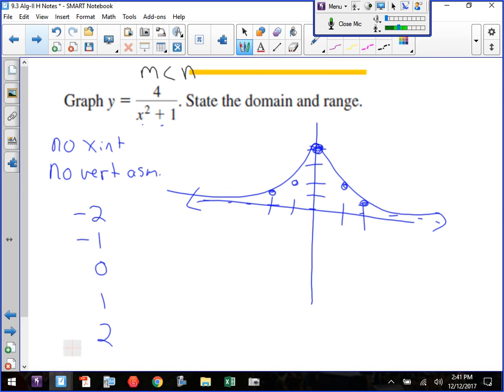I just use 0. Why not? I can use it. 0 is an easy number to add and subtract, isn't it?